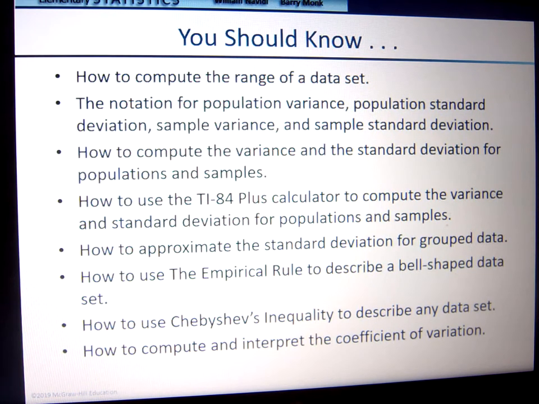That was a lot of information for one section. So that was section 3.2, and that will be all for that, and I will see you for 3.3.